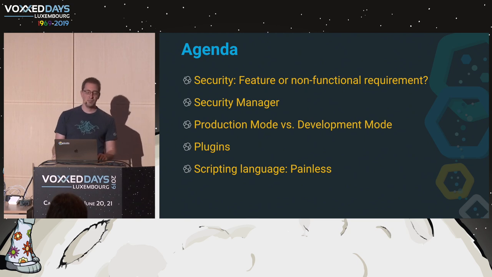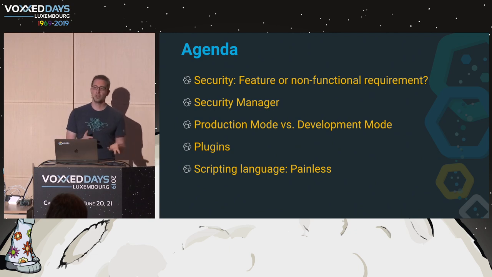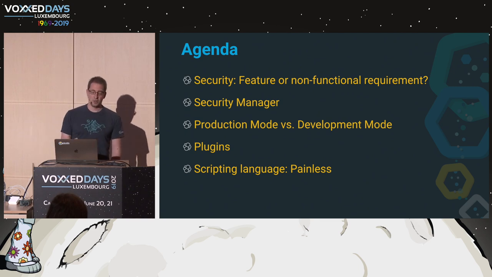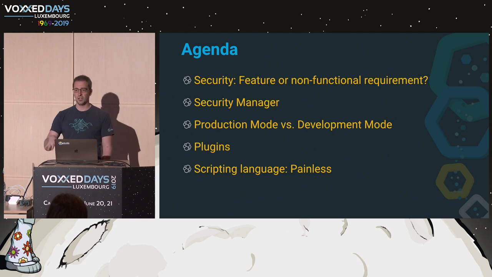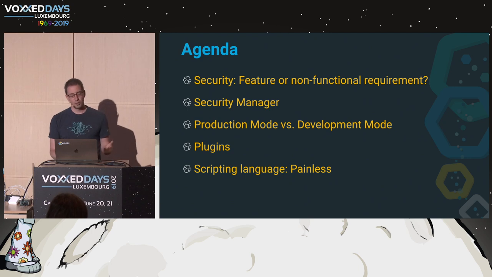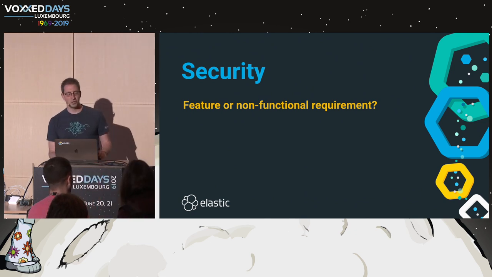So this is my plan for today. I want to talk about security. Is it a feature or a non-functional requirement? I want to talk about the security manager, and production mode versus development mode, which is less of a security topic, but again an important topic, which I hope you can take home: what can we do to detect if we're running in production or in development? I want to talk about plugins. If you're maintaining and writing software for your customers and you don't have to take care of plugins, that's great, don't ever think about it. But if you do, what do you need to keep in mind? And I want to quickly talk about scripting. All right, security. Feature or non-functional requirement?